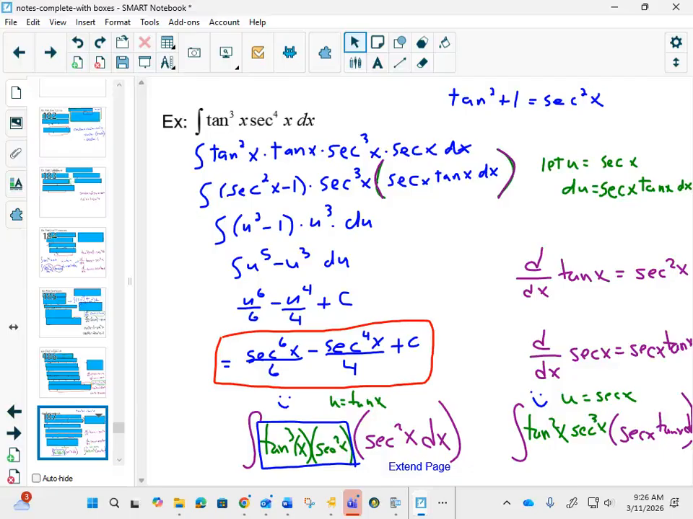If you did your substitution the other way, your final answer would have been tan to the 6x over 6 plus tan to the 4x over 4. Is that right? And it looks totally different, but it is also the correct answer.